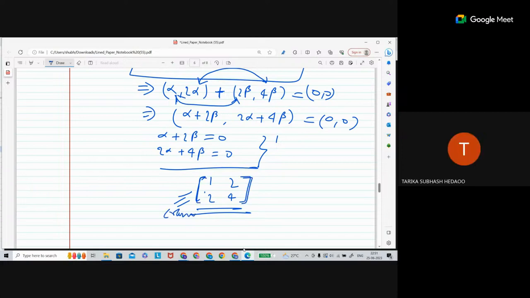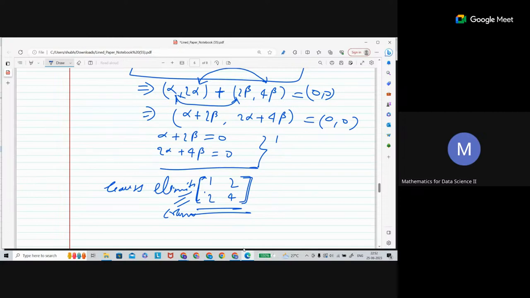No, sir, we cannot use Cramer's rule. Its determinant is 0. So that means here, you cannot do it. The best thing is always to go with Gauss elimination. Always do Gauss elimination. It will tell you that.